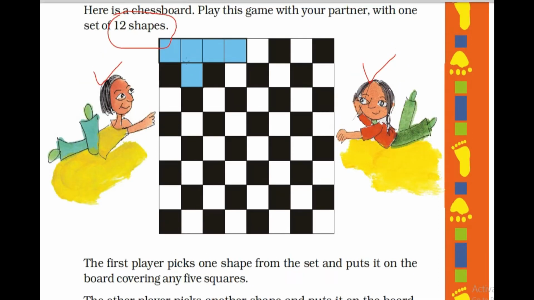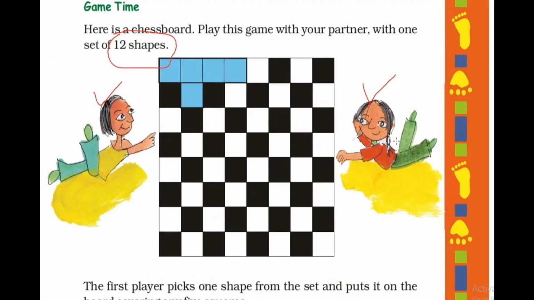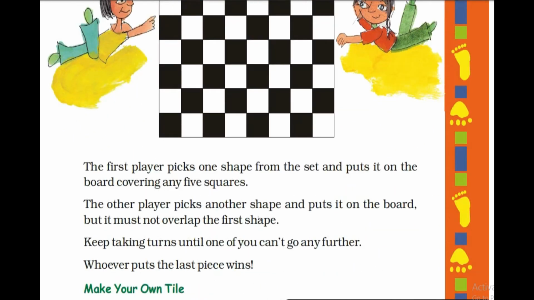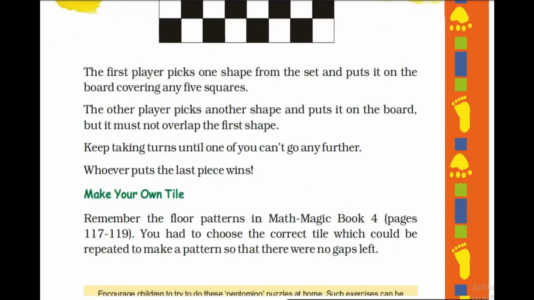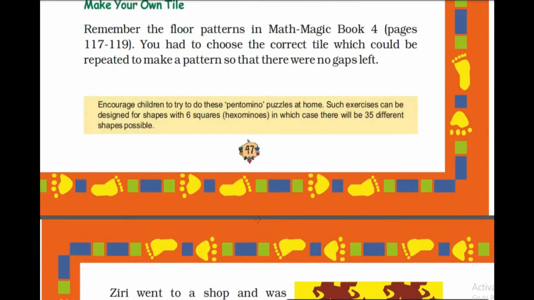Suppose this girl has put this shape, or this boy, I think Asif, and the other player picks another shape and puts it on the board, but it must not overlap the first shape. If she puts any shape, it should not overlap the first shape. So keep taking turns until one of you can't go any further. Whoever puts the last piece wins. Okay, so make your own tile. Next topic is make your own tile.